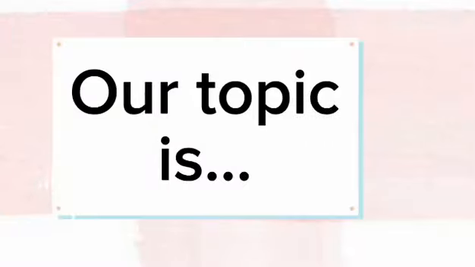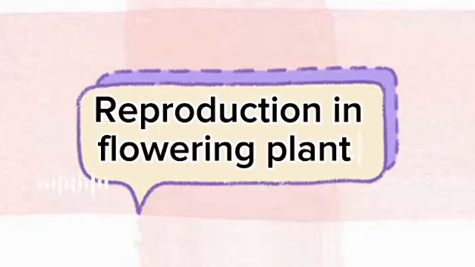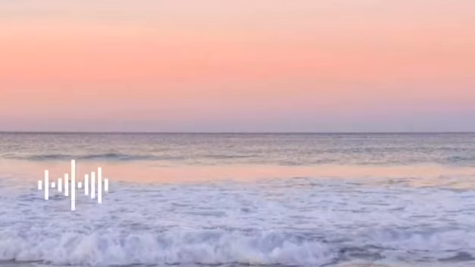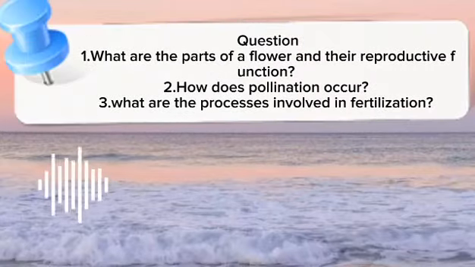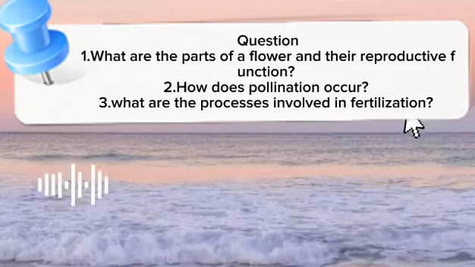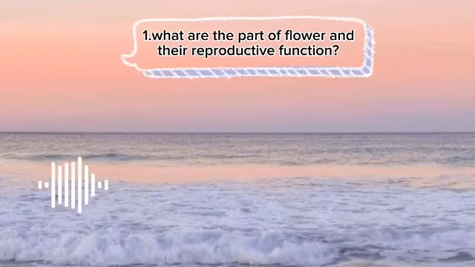So today our topic is reproduction in flowering plants. In my topic, I divided it into three main parts. As you can see on the screen, the first one is what are the parts of a flower and their reproductive function. The second one is how does pollination occur. And the last is what are the processes involved in fertilization. Let's begin with the first one.